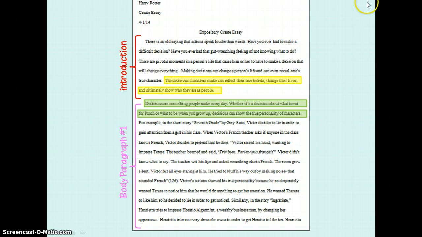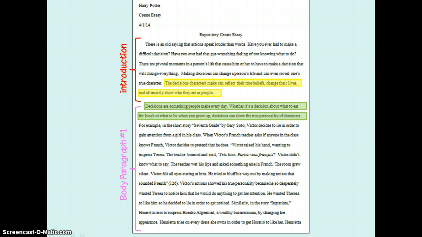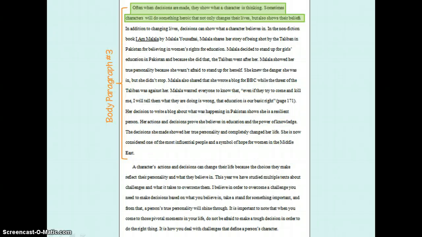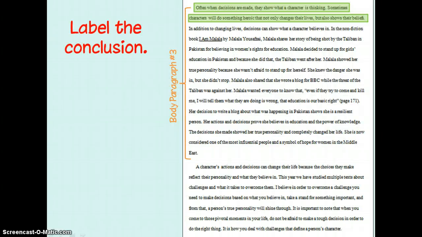Okay, so let's have a look now at just what your overall essay should look like. We have our introduction labeled, we have all of our body paragraphs labeled, and we also have our thesis statement highlighted and our topic sentences highlighted. So there's page number 1, page number 2, and page number 3. Now, last thing we need to do is label our conclusion.